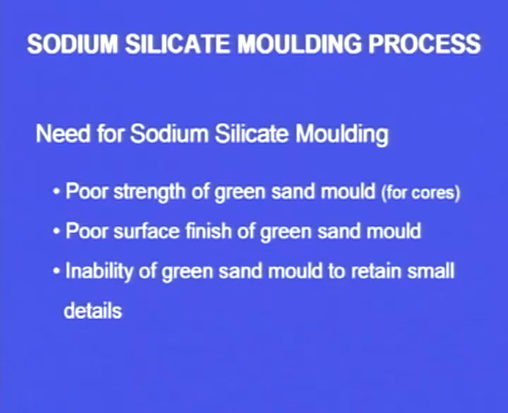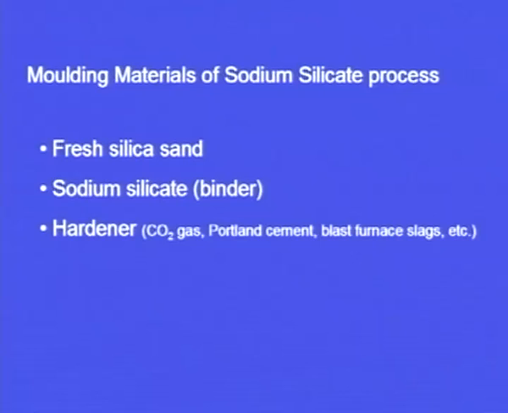It is at that time we have to go for another alternative process, that is the sodium silicate moulding. And in this sodium silicate moulding, we can overcome the major drawbacks which we face in the conventional green sand moulding.